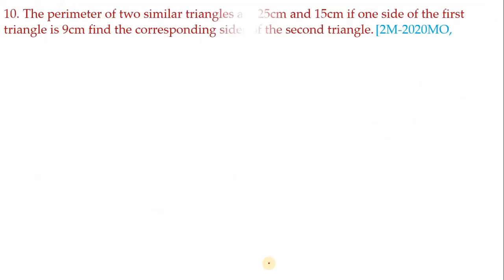Next let us move on to the another problem. The perimeter of two similar triangles are 25 cm and 15 cm. If one side of the first triangle is 9 cm, find the corresponding side of the second triangle. 2-mark problem asked in the year 2020 model question paper.